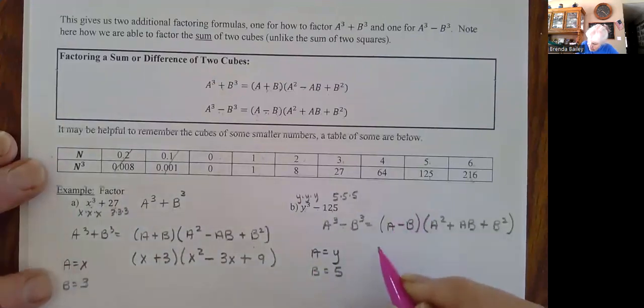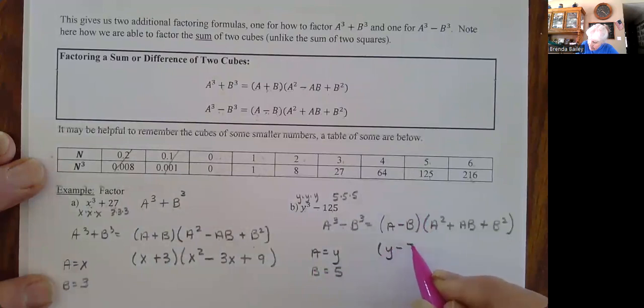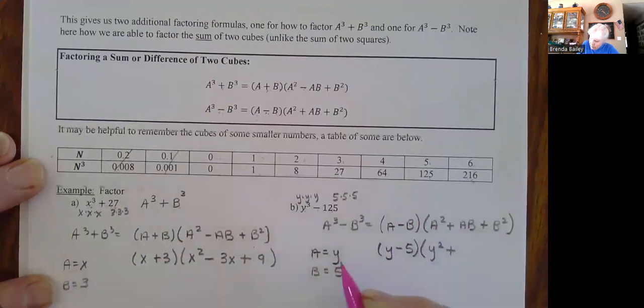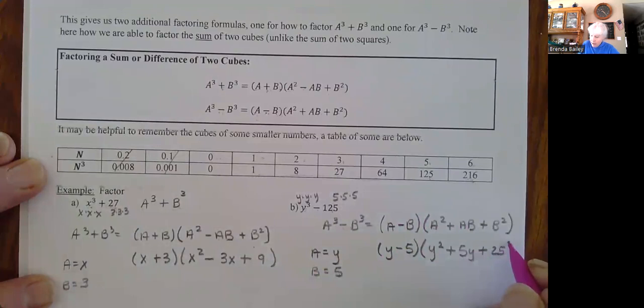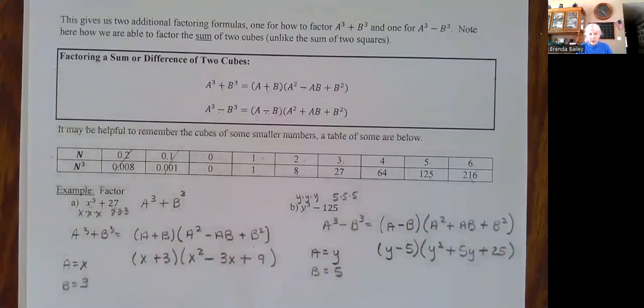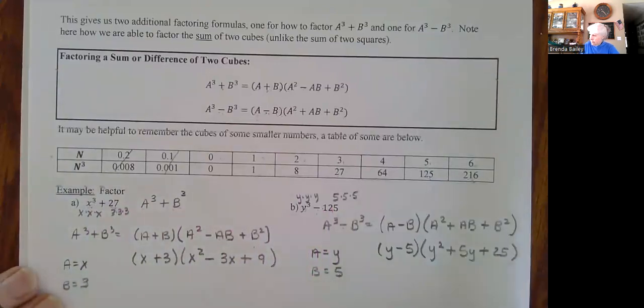We take our a, which is y, minus 5. Then we square the a. Then we multiply them. And then we square the b. And you're done factoring. So maybe the hard part when you get into the 1400, those of you taking it, is just trying to remember the formulas, and that it is factorable when you get a sum of 2 cubes or a difference of 2 cubes. All right, I do want to keep practicing this idea.